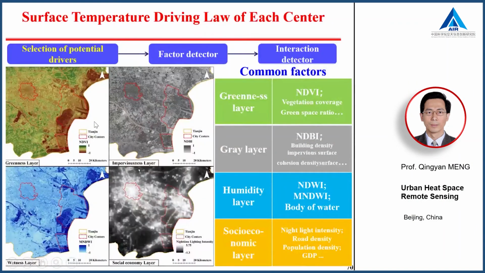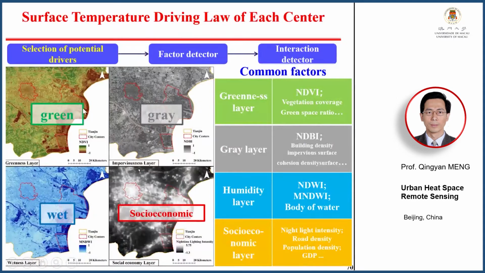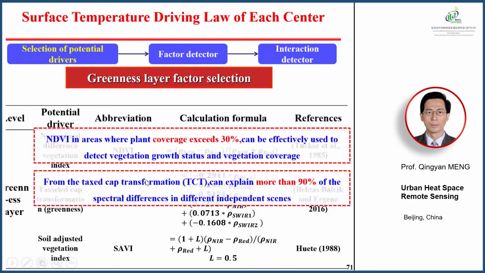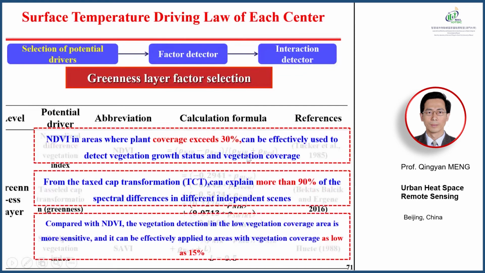Then we select the potential drivers: the urban green, urban impervious surface, urban humidity, urban heat, and socioeconomic factors. These are some of the parameter indexes. For example, the NDVI, the vegetation coverage, NDBI, the building density, impervious surface density, NDWI, and night light intensity, and so on. You can see that this is the green layer factor selection. These parameters, and also the NDVI, how to retrieve it, I have introduced to you in the urban green space remote sensing.